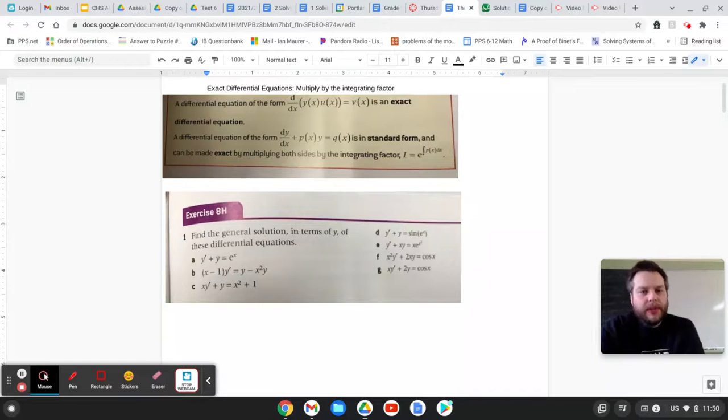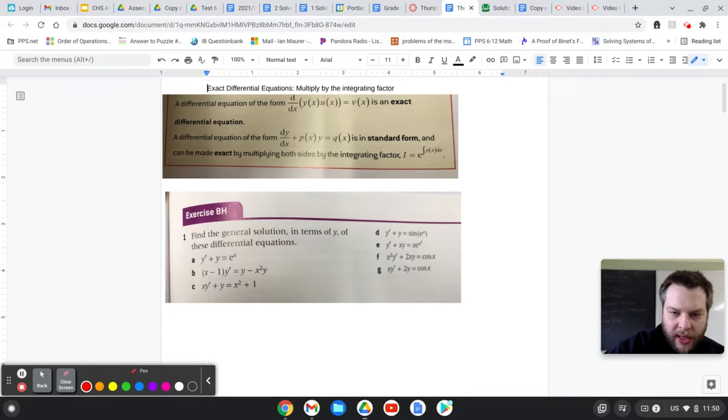Hello, students. I wanted to do a couple exact differential equation examples. It feels like magic when you do it at first, but really the whole idea is that you're trying to create a product rule on the left side of the differential equation. So let's do problems D and E here.